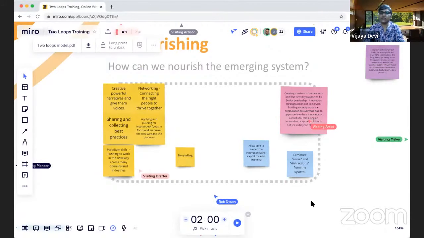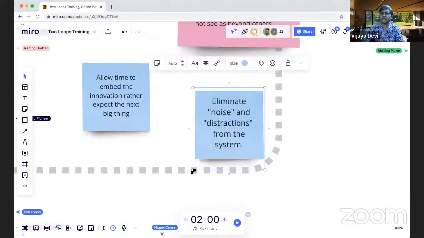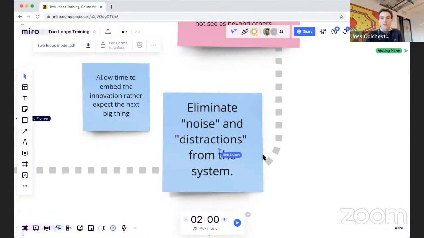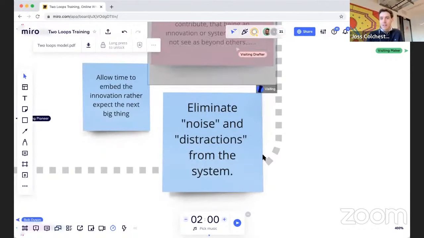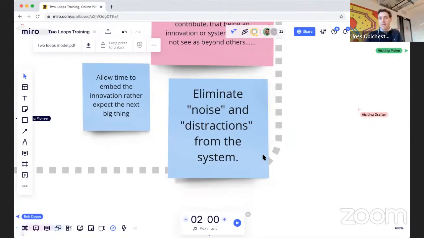I also saw eliminate noise and distractions from the system. That's a good one, isn't it? I never thought of that one. It's not just introducing resources, but it's a kind of filtering thing, isn't it? Putting in some kind of filtering mechanism so that you can get the best kind of capacity there in the system. Okay, great.